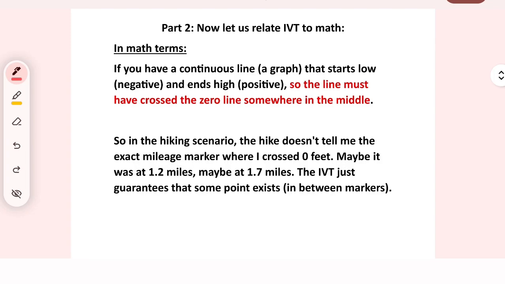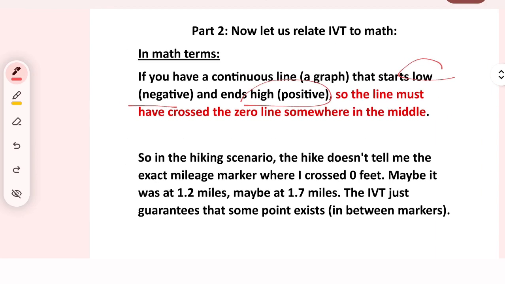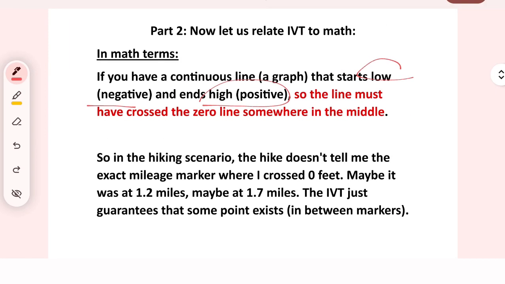If you have a continuous line or a graph that starts low or negative and ends up positive, then the line must have crossed the 0 line somewhere in between. Okay, let's read it again. If you start at a very low, negative point, it will end up in a positive. So it goes from negative to positive.